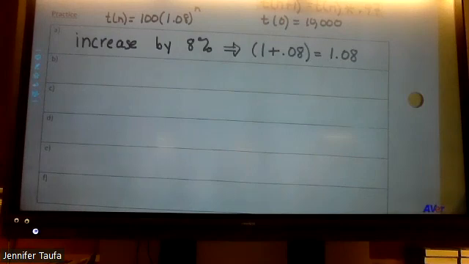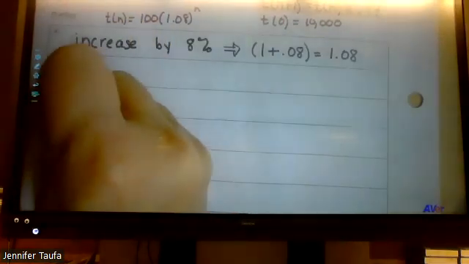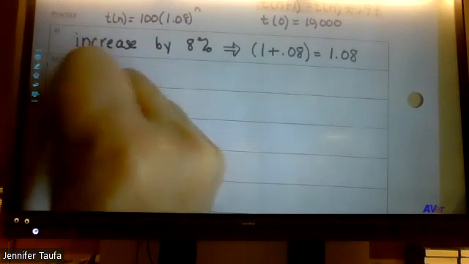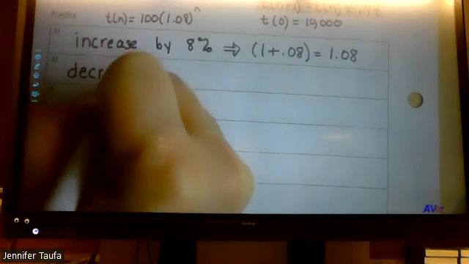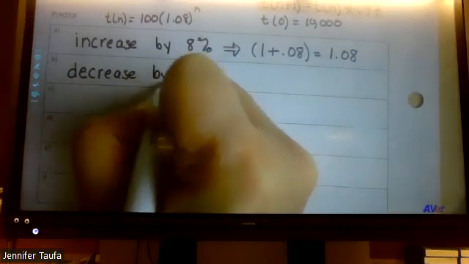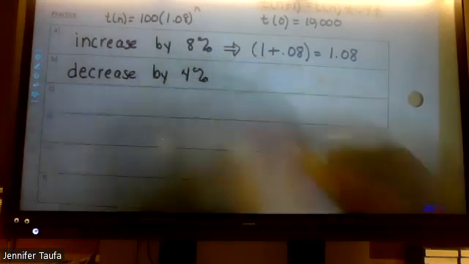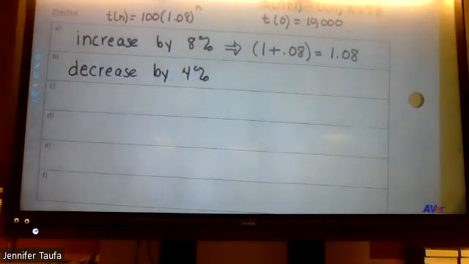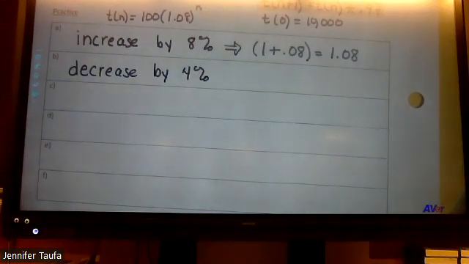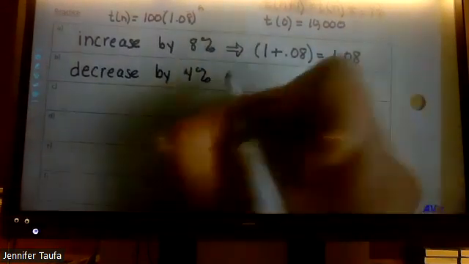What happens if I have sales, and unfortunately for my company, they decrease by 4%? What would be the multiplier? I see a decrease in sales by 4%. Okay, pause the video here. See if you can figure out the multiplier.